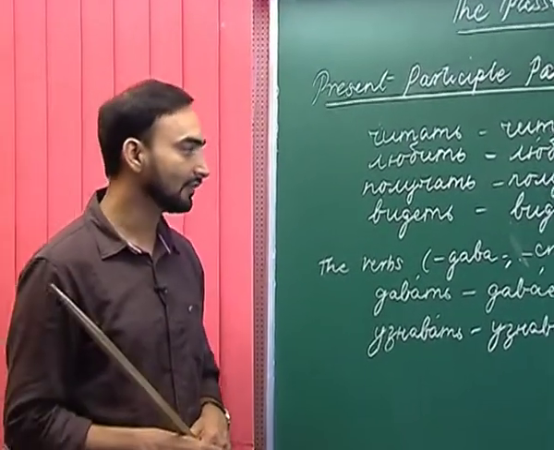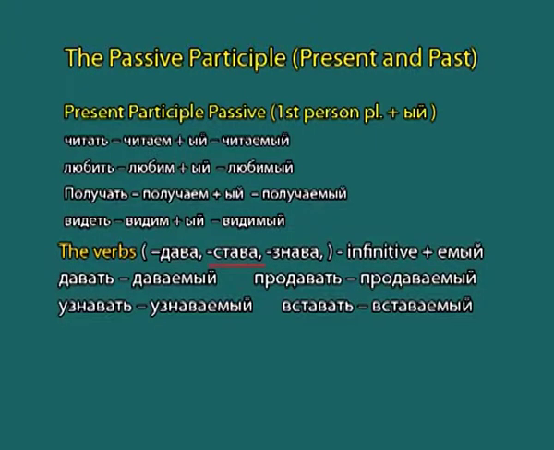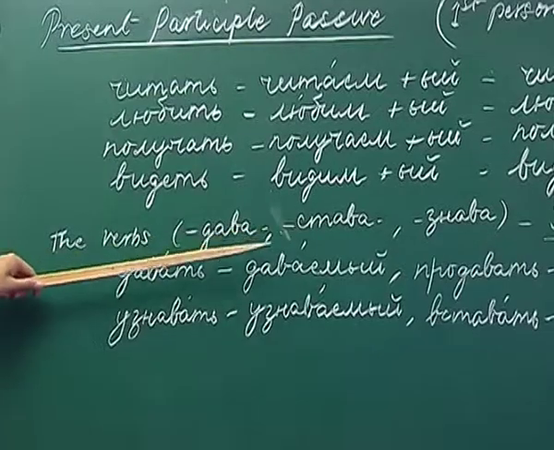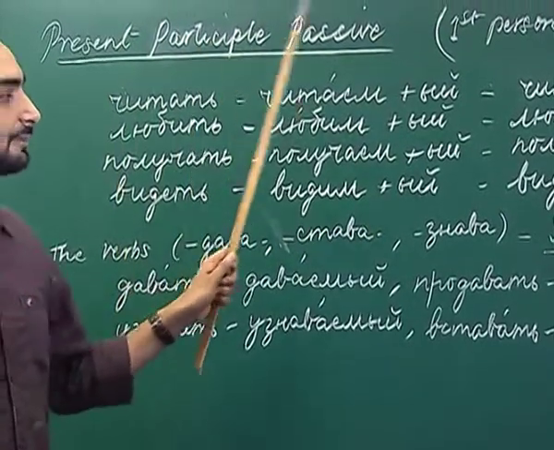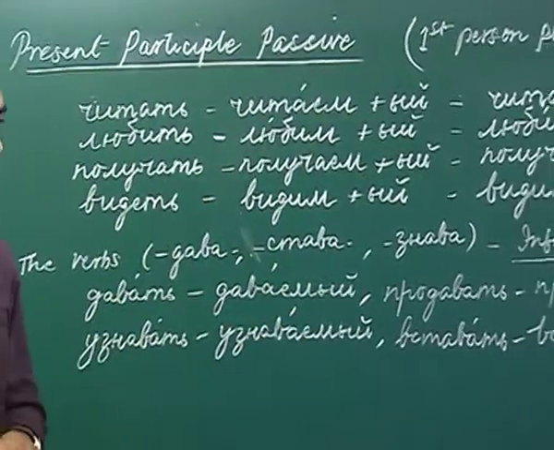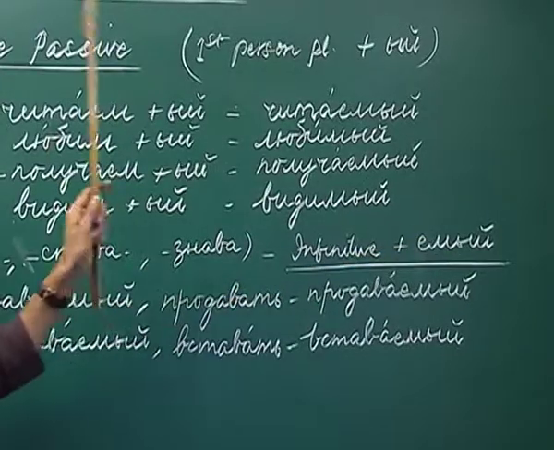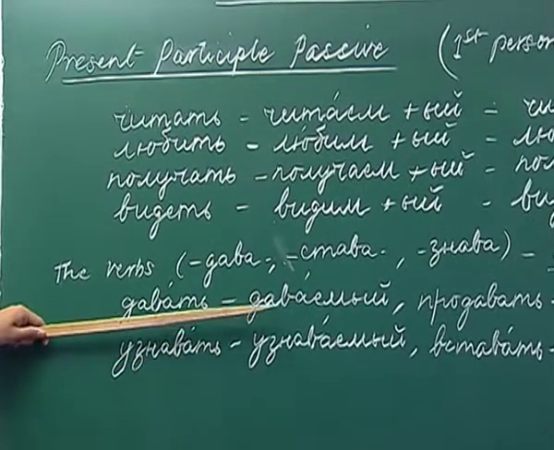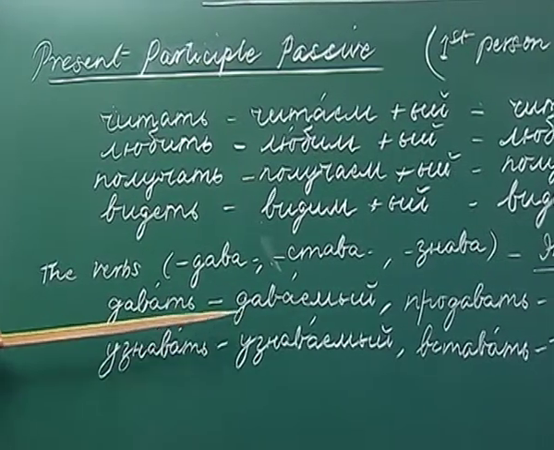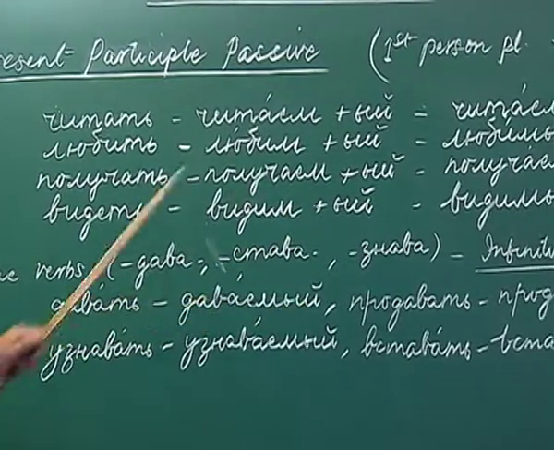Now, there are certain verbs with the endings -дава-, -ста-, -зна-. If you come across verbs with these endings, then the present participle passive will be derived from their infinitive forms. So, first you take the infinitive form, drop the ending and add -емый at the end to get its present participle passive. For example, давать, давать is to give. So, drop the soft sign and add -емый, даваемый.